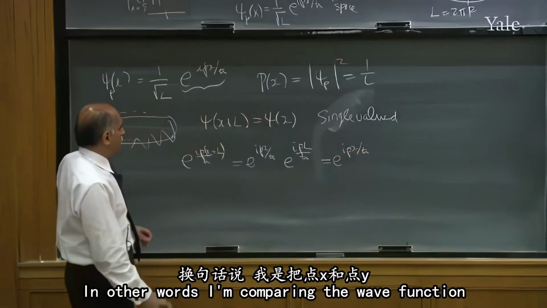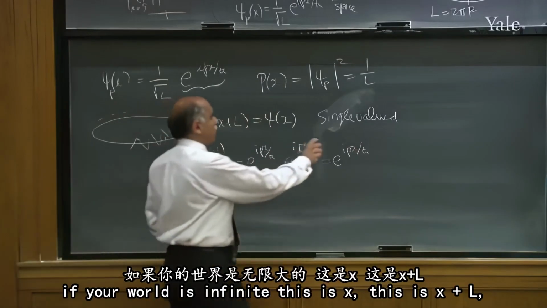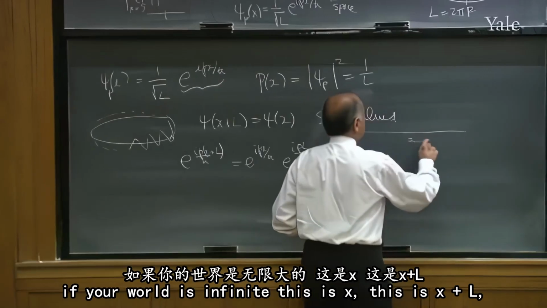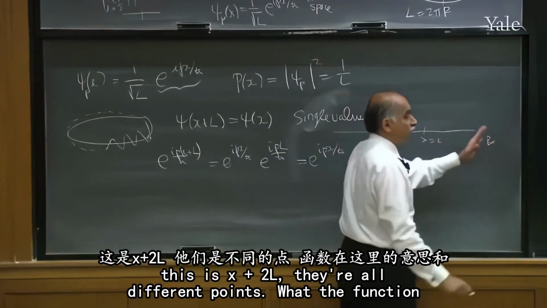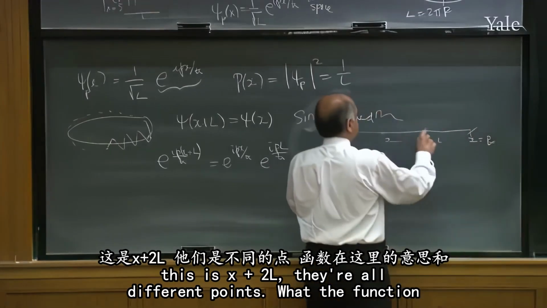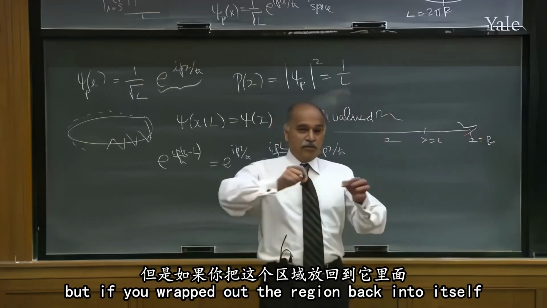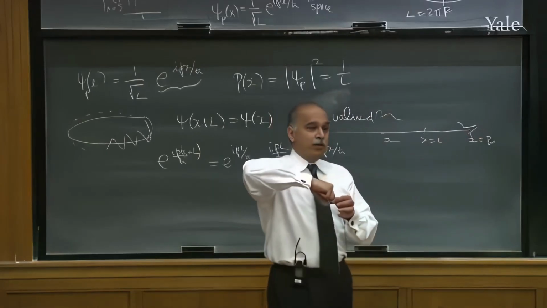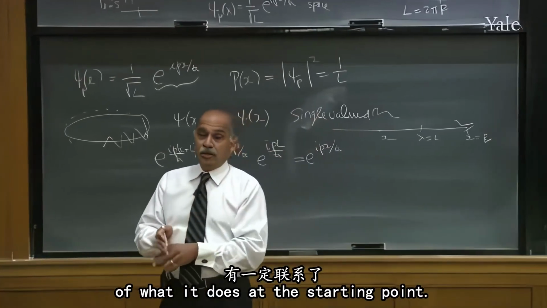In other words, I'm comparing the wave function at the point x and the point x plus L. See, if your world is infinite, this is x plus L, this is x plus 2L. They're all different points. What the function does here has nothing to do with what it does here. But if you wrapped the region back into itself, what it does when you go distance L is no longer independent of what it does at the starting point. It has to be the same thing.